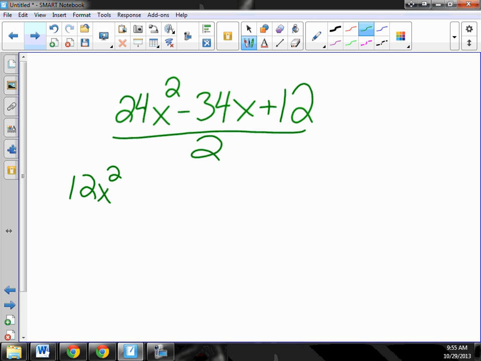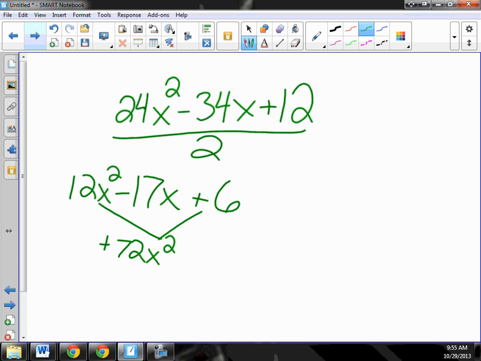12x squared minus 17x plus 6. Okay? So now I multiply these together, and I get 72x squared, and it's positive. What do I know about the signs? They're both negative. Okay? So, factors of 72. Negative 1 and negative 72. Does that work? No. Negative 2 and negative 36. Does that work? No. Negative 3 and negative 24.